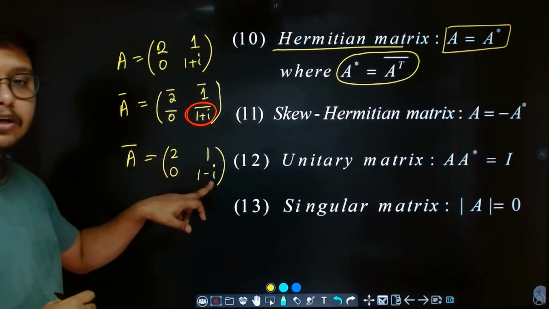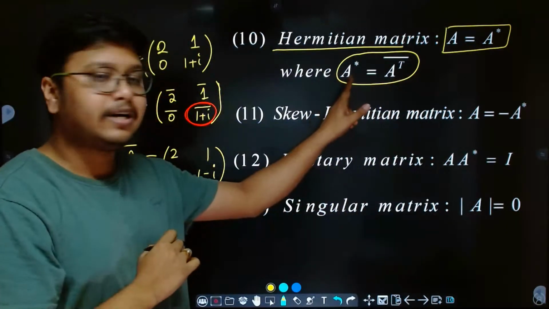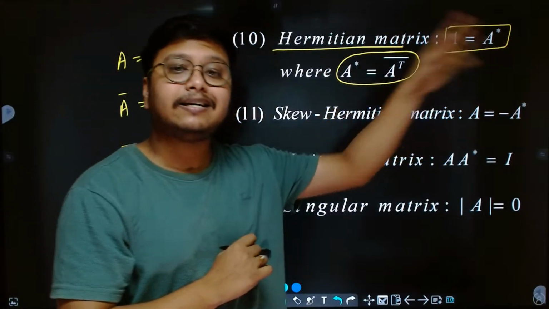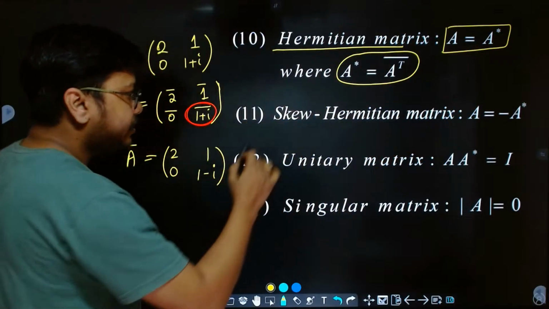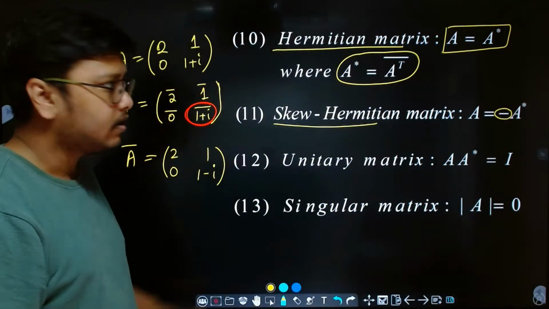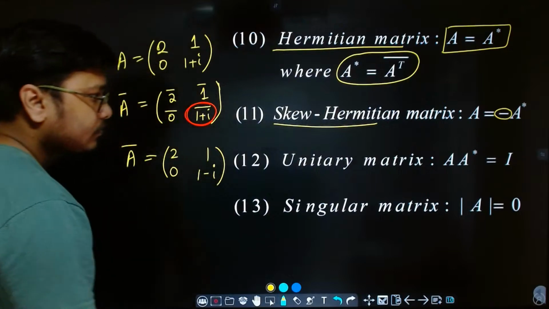So after doing the conjugate, if you take the transpose, that is called A star. Now if A equals A star, then it is a Hermitian matrix. Similarly, skew Hermitian if there is a minus sign, A equals minus A star. So A star is the A conjugate transpose.